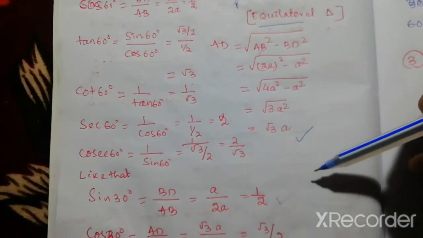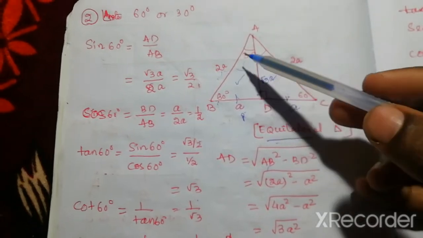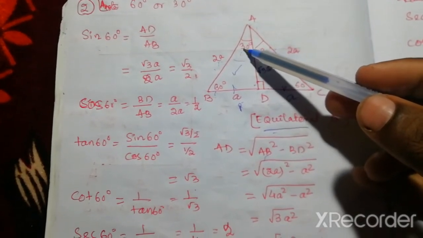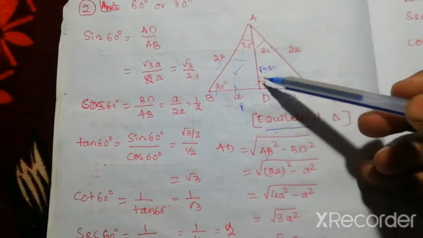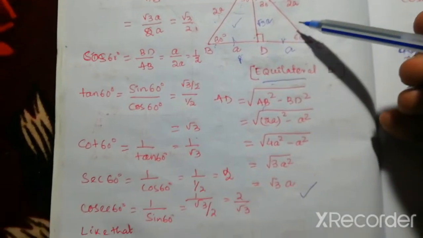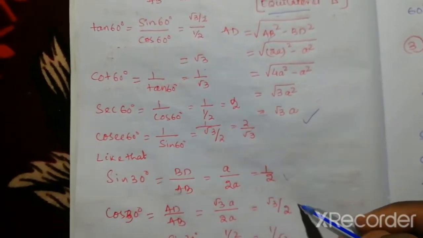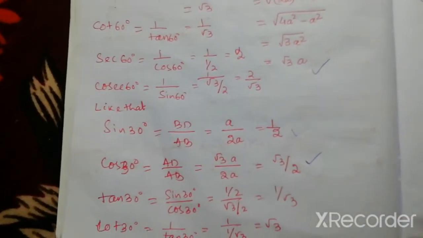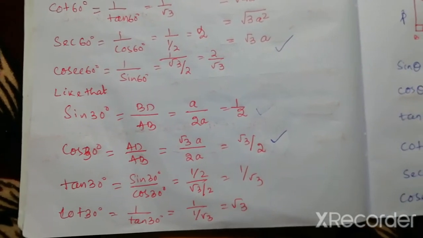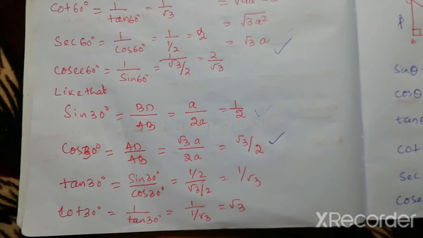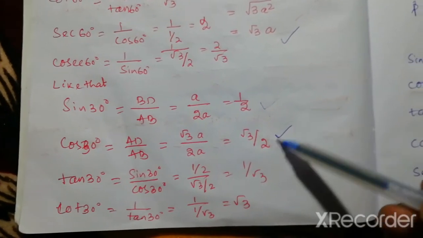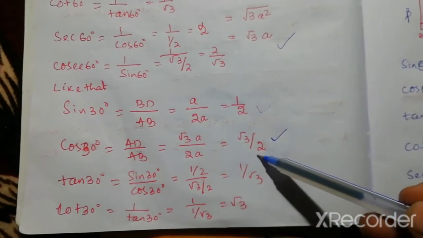Okay. Like that, if we look over cos 30, then the adjacent side is this one, root 3a by 2a. That means root 3 by 2. Look, this is root 3 by 2. Now, after getting sin 30 and cos 30, you can find tan 30, cot 30, sec 30, cosec 30. What is tan 30? Sin 30 by cos 30. 1 by 2 by root 3 by 2. 2 cancel, 1 by root 3.